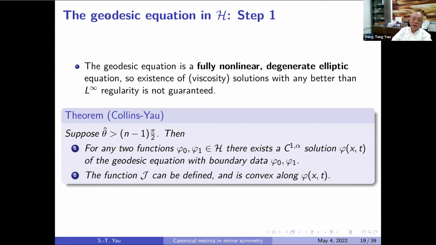So this is a fundamental result for the whole discussion we are having. Given any two functions in the infinite dimensional space, we have a solution which is C1 alpha. Alpha is positive, and it's important. We need alpha. And for the geodesic equation with the given boundary data, the functional is also convex along this geodesic. This takes a huge amount of work to do.